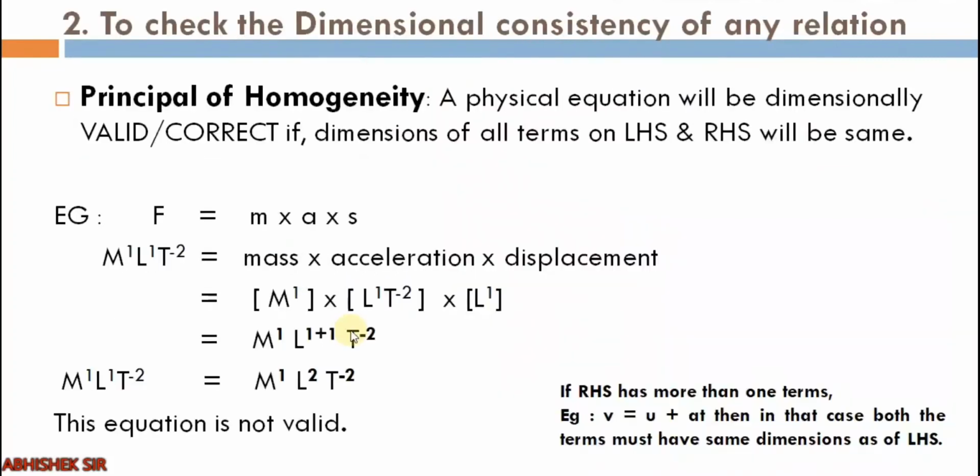All right, moving on to the second one, very easy: to check the dimensional consistency. That means we have to verify whether RHS equals LHS or not. That is nothing but the principle of homogeneity. A physical equation will be dimensionally valid or dimensionally correct if the dimensions of all terms on LHS and RHS are the same. Let us take an example: we have an equation F equals m into a into s.